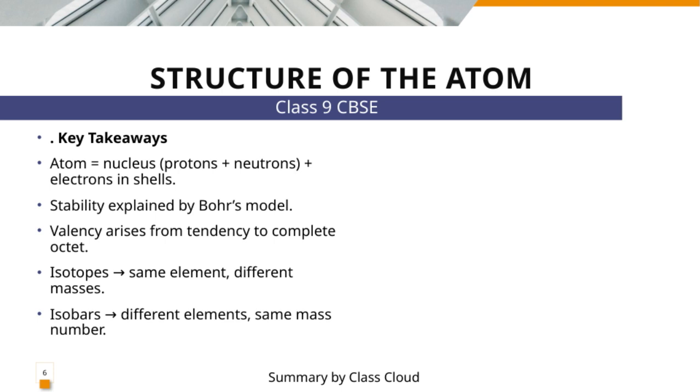Next, the concept of valency is important. Valency arises from an atom's tendency to complete its octet, meaning it wants to have 8 electrons in its outermost shell. This explains how atoms form bonds with each other.